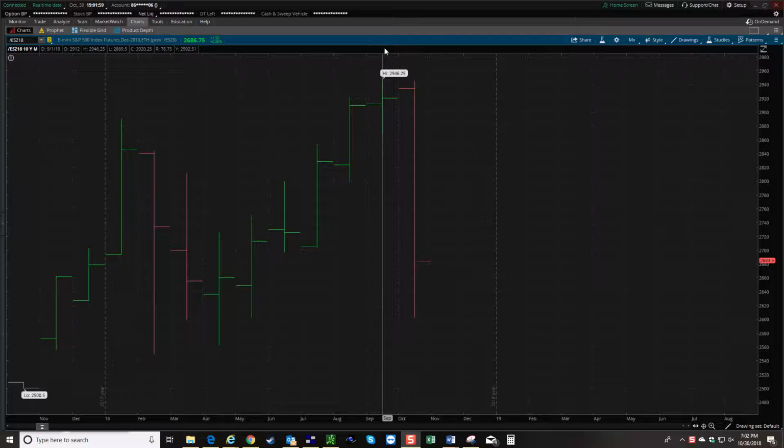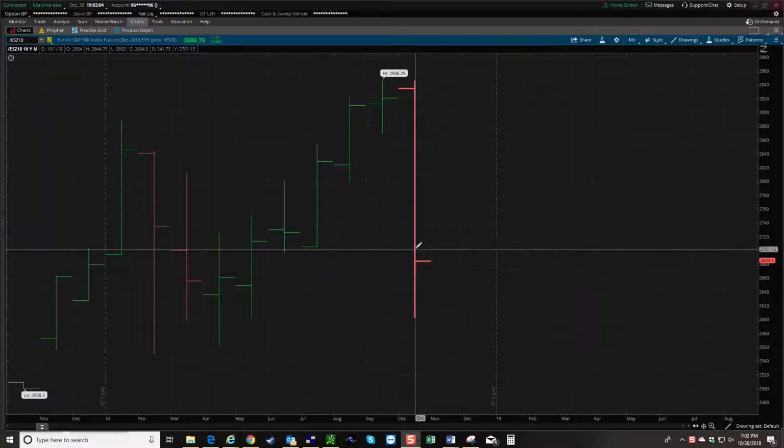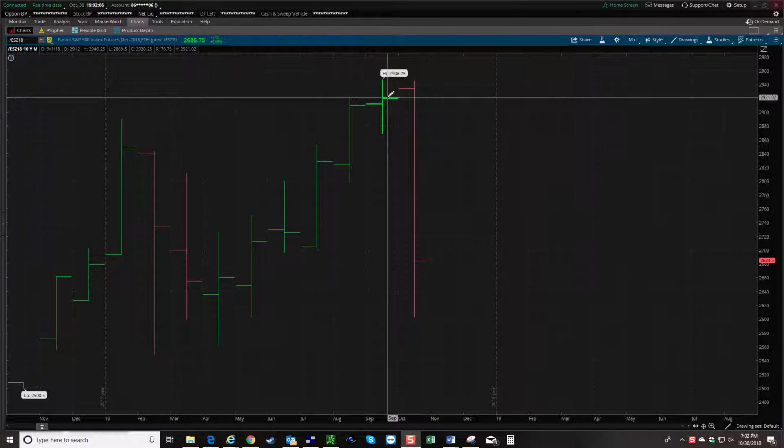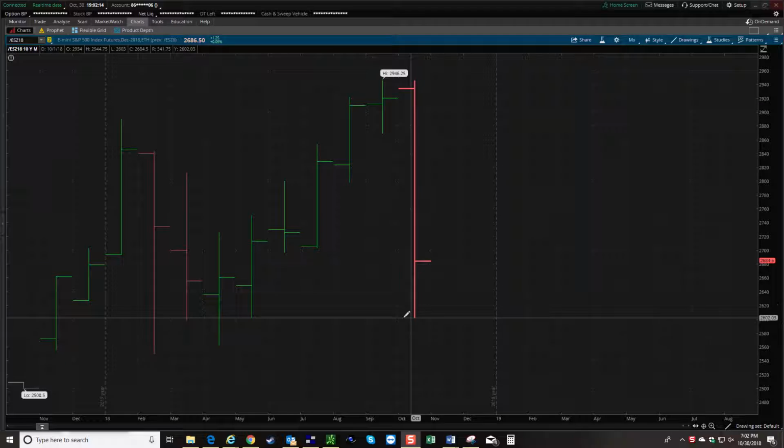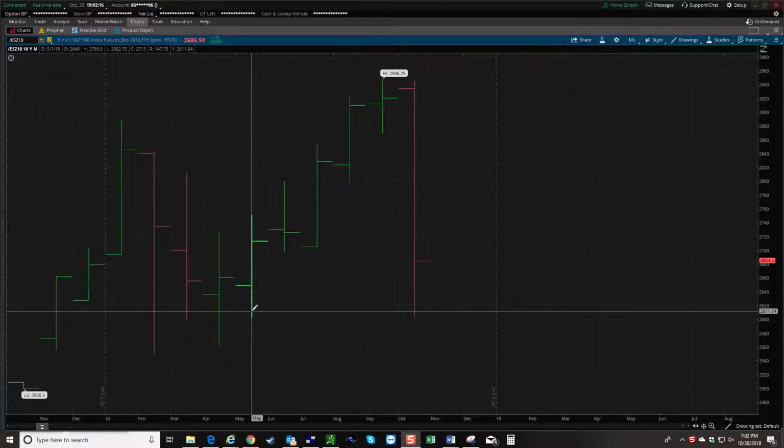Start off by looking at the monthly chart. It's safe to say that we are one time framing down for the month of October. Next important downside reference really is this May low, and we'll talk about this May low in the other coming up soon.